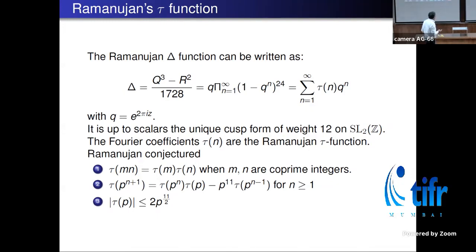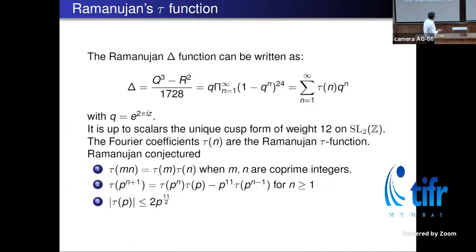Then Ramanujan in the paper makes a few conjectures about these functions. He conjectures that the function is multiplicative, in the sense that tau(mn) is equal to tau(m) times tau(n) when m and n are coprime integers. Then there's a more complicated formula for tau(p^(n+1)).